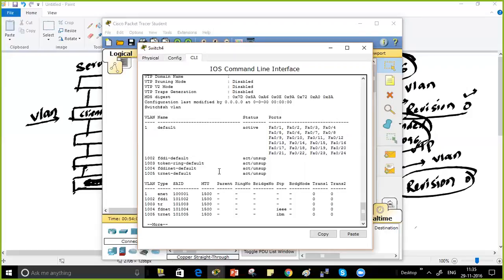Other technologies also exist. This is LAN technology, Ethernet. We also have WAN technologies. You need to know WAN technologies and Ethernet technology only.